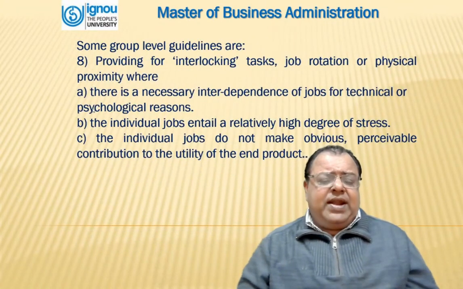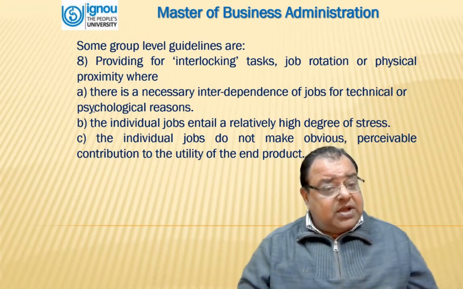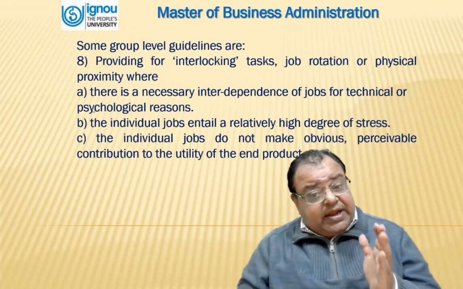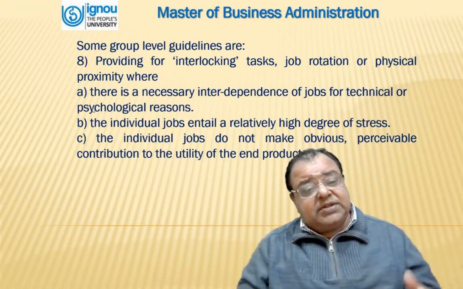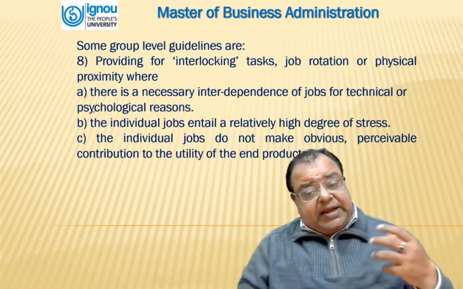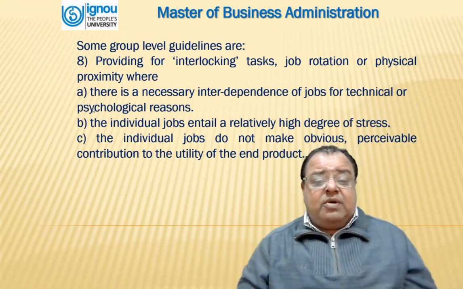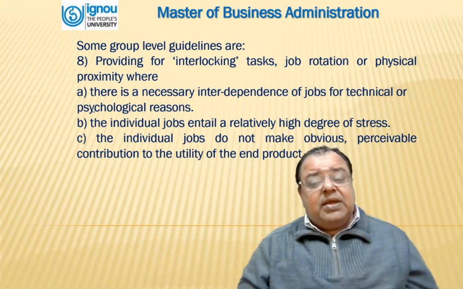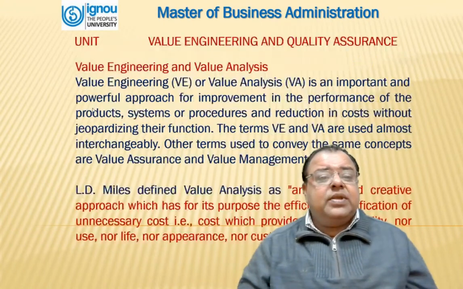Some group level guidelines are providing for interlocking tasks, job rotation, or physical proximity. These apply where, first, there is a necessary interdependence of jobs for technical or psychological reasons. Second one is the individual jobs entail a relatively high degree of stress. The third one is the individual jobs do not make obvious perceivable contribution to the utility of the end product.